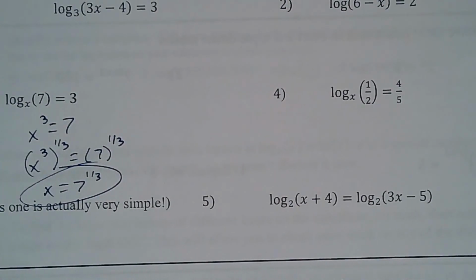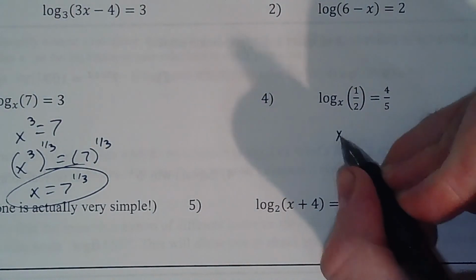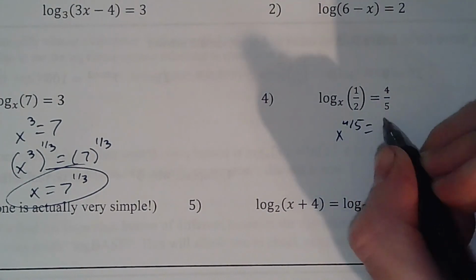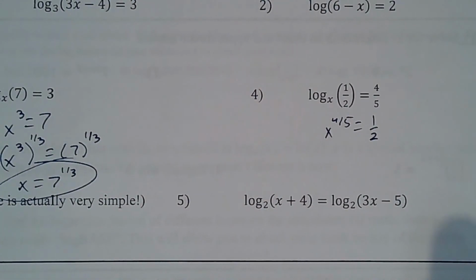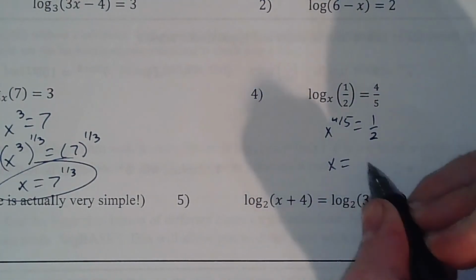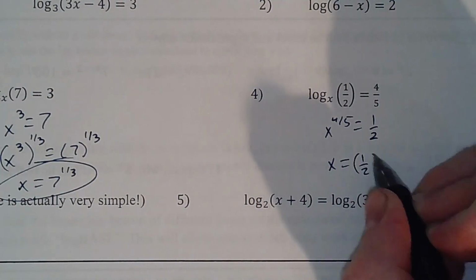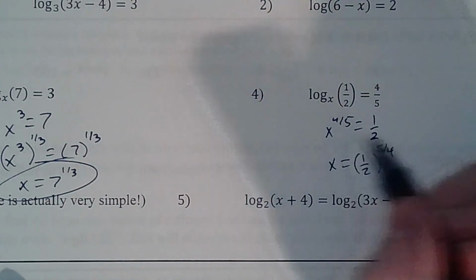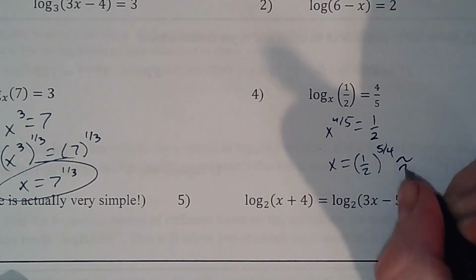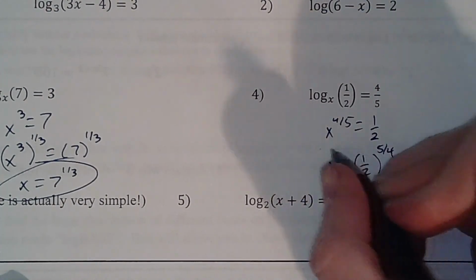Same concept with problem number 4. I could rewrite this as x raised to the 4/5 equals 1/2. There's my log loop. Raise both sides to the power of 5 over 4, and I'll end up with x equals 1/2 to the 5 over 4. You might want to practice plugging that into the calculator. If you do, you will get approximately, I just remember from class time, that's 420.